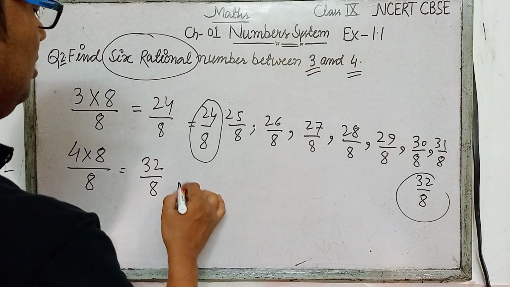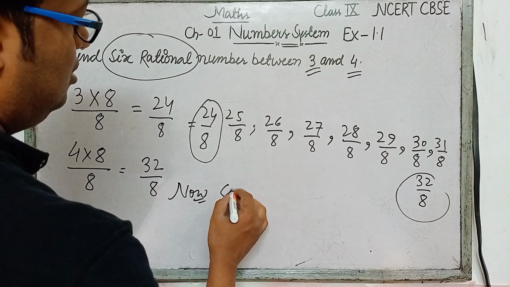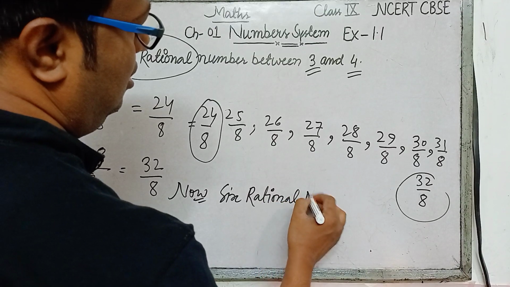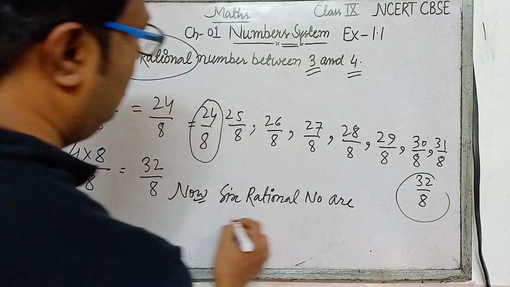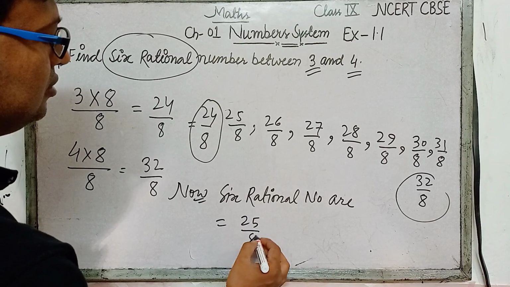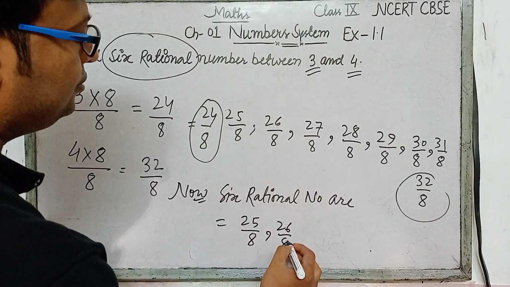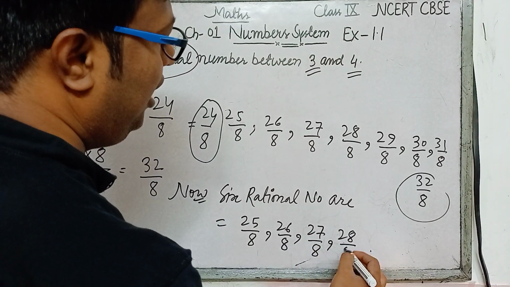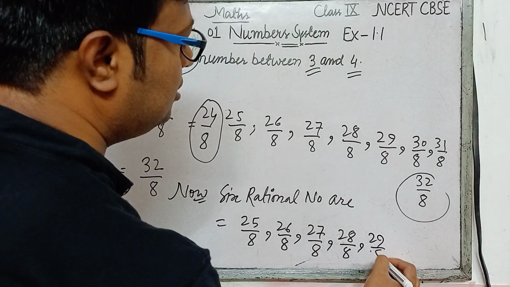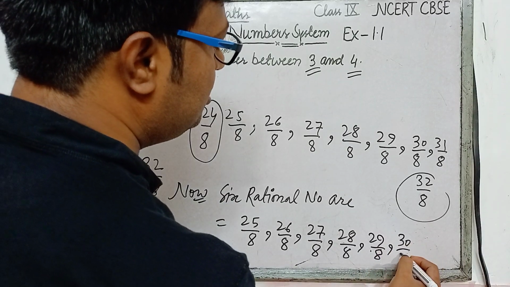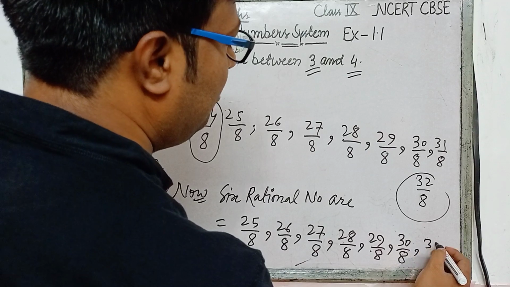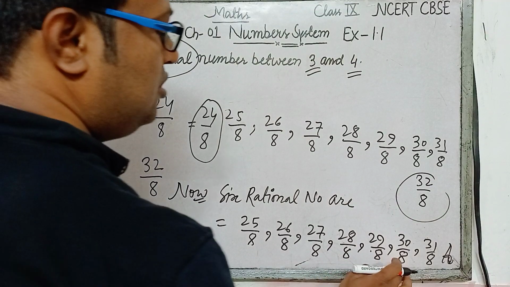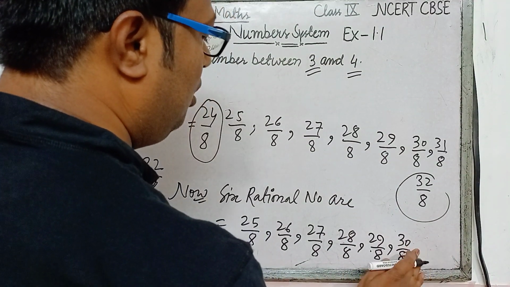Now the 6 rational numbers are 25 upon 8, 26 upon 8, 27 upon 8, 28 upon 8, 29 upon 8, 30 upon 8, 31 upon 8. 6, this one you can write or not.